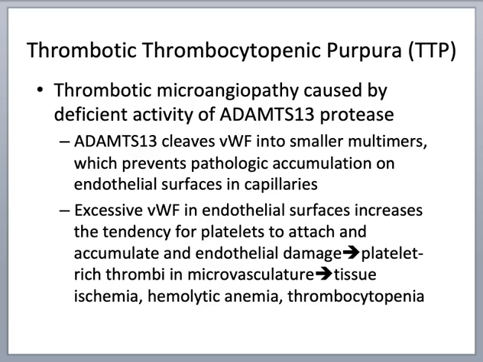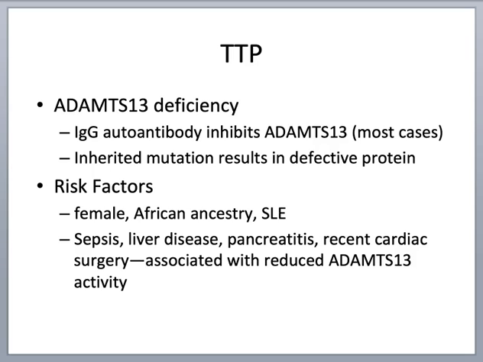So when it's deficient, excessive von Willebrand factor on the endothelial surface increases the tendency for platelets to attach and accumulate, and endothelial damage results in platelet-rich thrombi in the microvasculature, which then leads to tissue ischemia, the microangiopathic hemolytic anemia, and then thrombocytopenia from consumption. Most cases of deficiency of this protein are due to the production of an IgG autoantibody, but there are inherited forms of TTP that are due to a mutation that results in a defective protein.